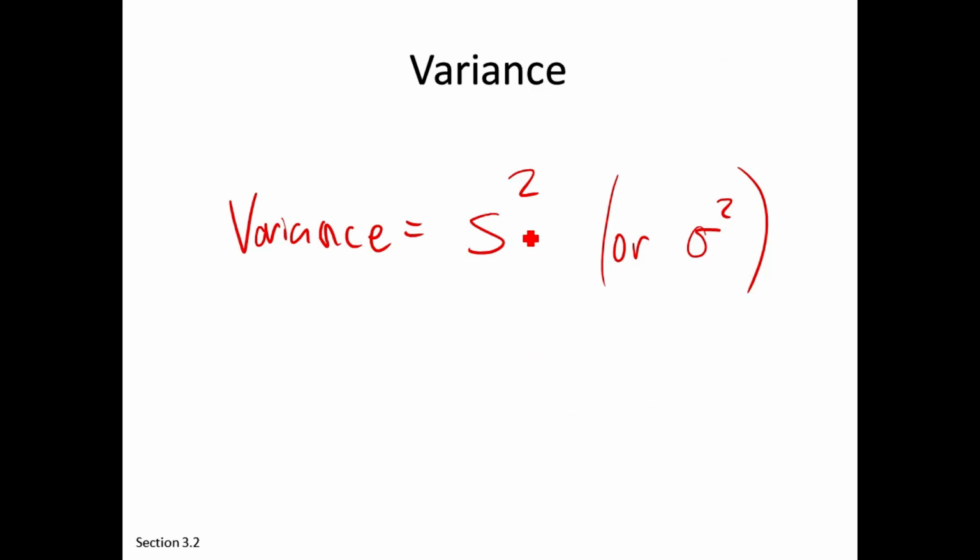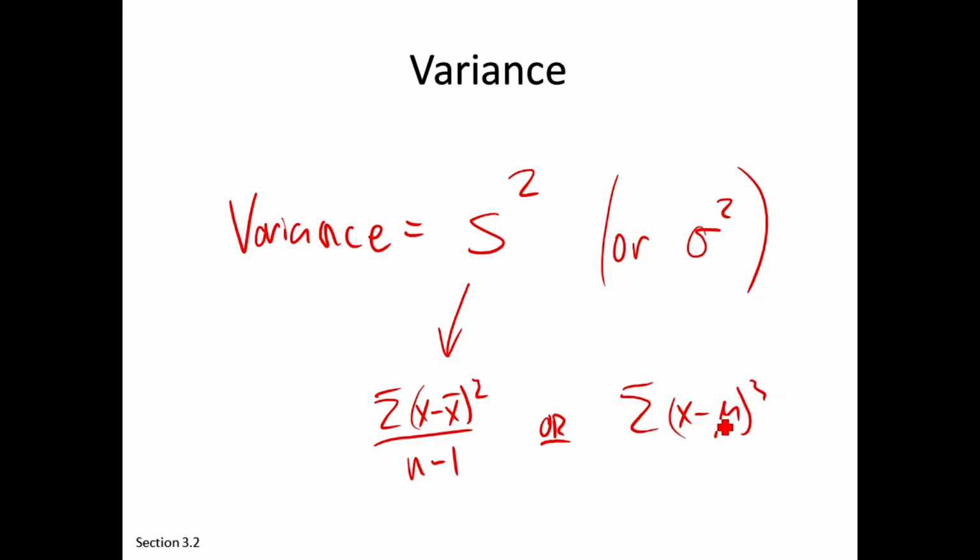So the variance is literally the standard deviation formula without a square root in it. So it's just the sum of the x minus x bars squared over n minus 1, or the sum of the x minus mu squared over n, right? So it's the exact same formula, just no square root. The standard deviation is the square root of the variance.